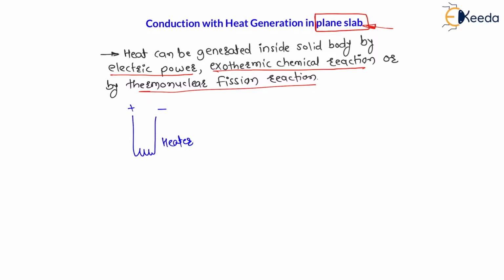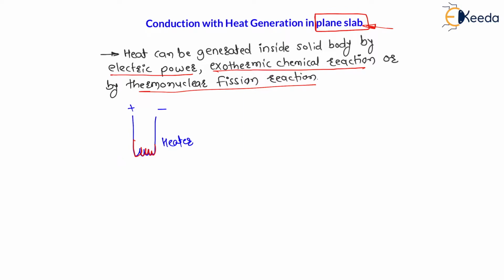Because of this electric supply, heat is generated within this heater, and the same heat is used for heating the water. Therefore, whenever electric energy or electric current is flowing through any solid device, heat is generated in that device. Again, heat may be generated because of an exothermic chemical reaction.